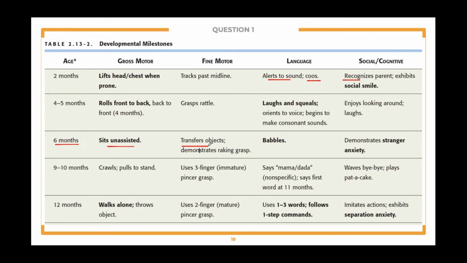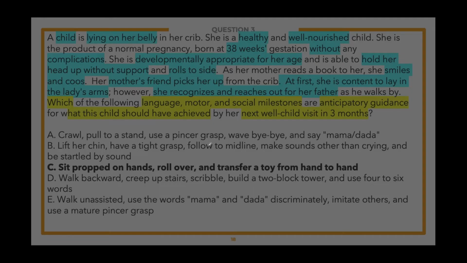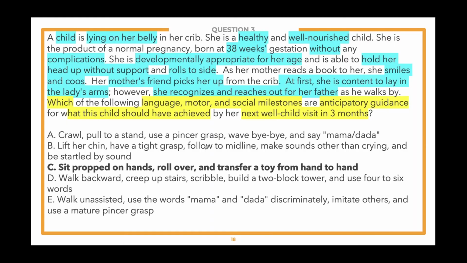So if we go back to our question and look at our answer choices, you could see that answer choice C is what she would be like in another 3 months. So 6 months, 3 plus 3 is 6. So at 6 months, she should be able to do answer choice C. Answer choice E, like we said, that is 12 months, what she would hopefully be meeting at 12 months. Answer choice D, that's actually a little bit further, so walking backwards, using a few words, that's 15 months of age.